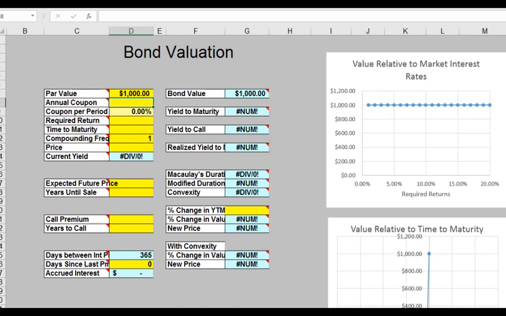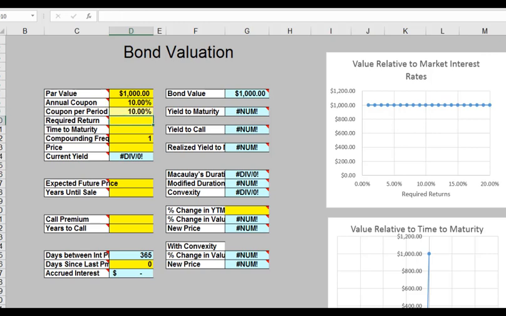So in this case, we're going to assume the compounding frequency is once per year. So if we have a coupon of 10%, then we're going to be paid 10% every year, in this case, since it's annual. 10% of $1,000 is $100. So you would receive $100 a year for the life of the loan.